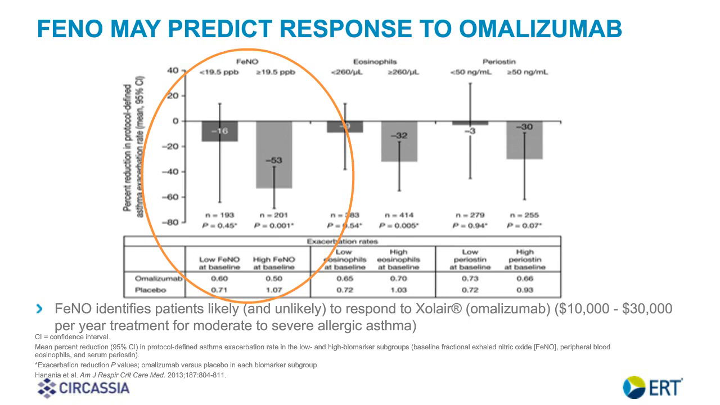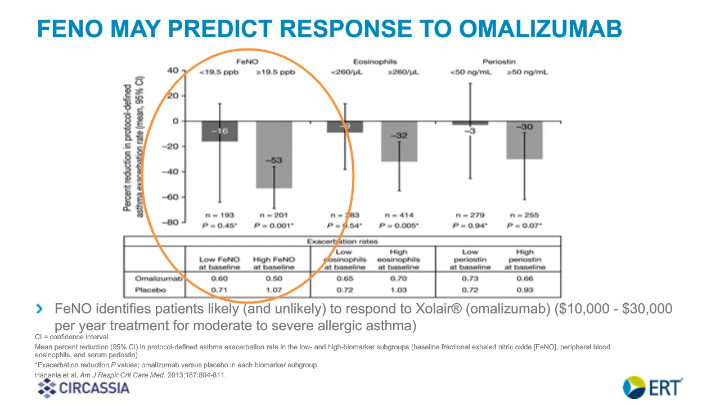And if you look at the ability to predict response, the FeNO group showed the best ability to predict response in reduction of exacerbations. You can see a 53% reduction in exacerbations when those subjects had a greater than 19.5 parts per billion FeNO. You can see the other 2 also predicted reductions in exacerbation, but weren't quite as good as the FeNO levels. That was for both eosinophils and periostin.